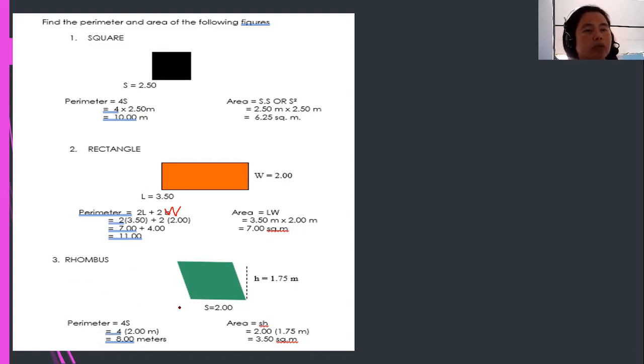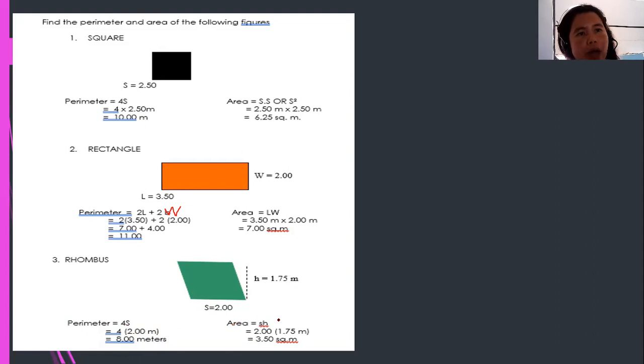So how about the rhombus? A rhombus has 4 sides like a square, but it is diagonal, not straight like a square. So we have the height equal to 1.75 meters. The perimeter of a rhombus is like a square: perimeter equals 4s. Substitute s by 2 meters, so 4 times 2 is equal to 8 meters.